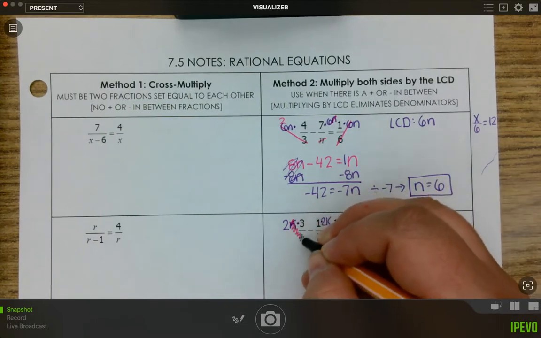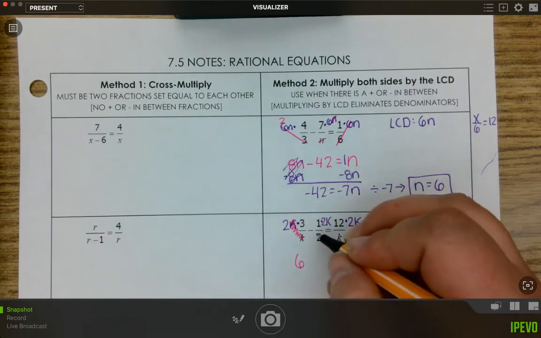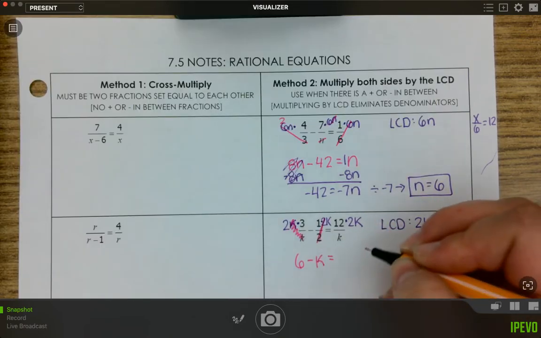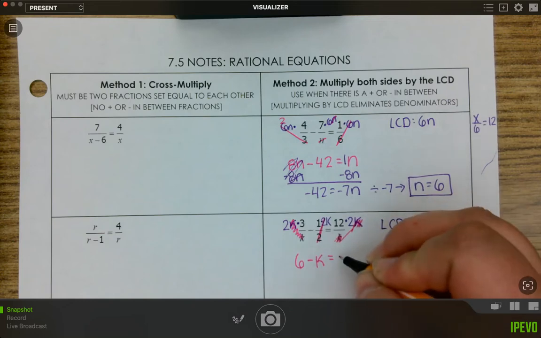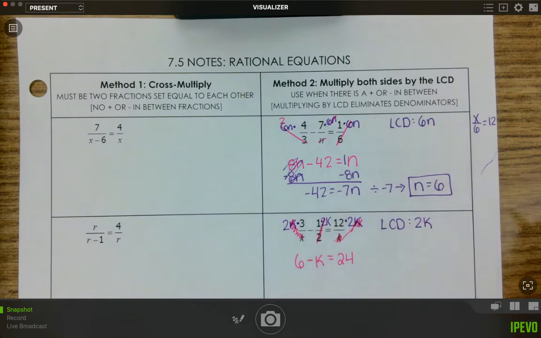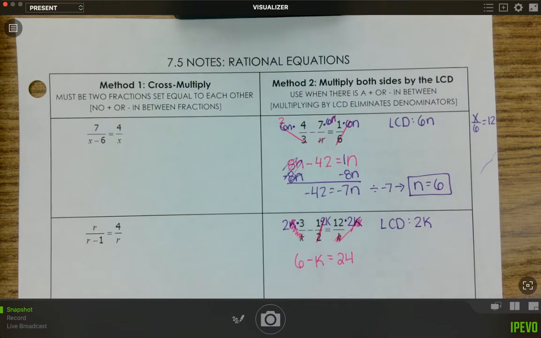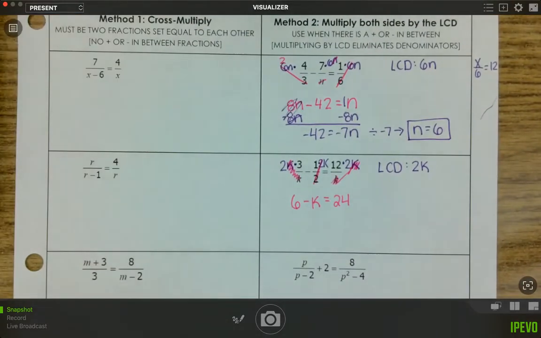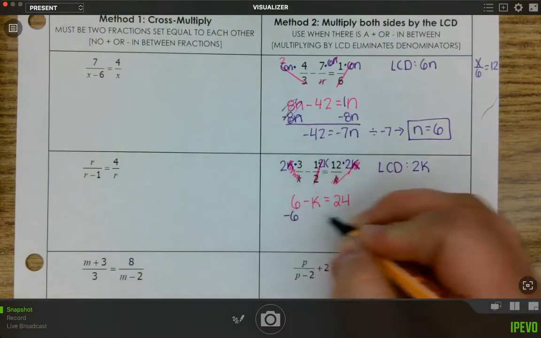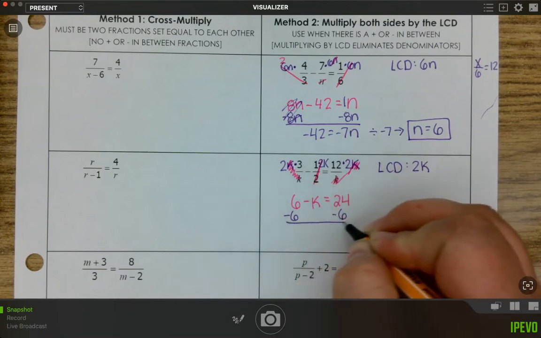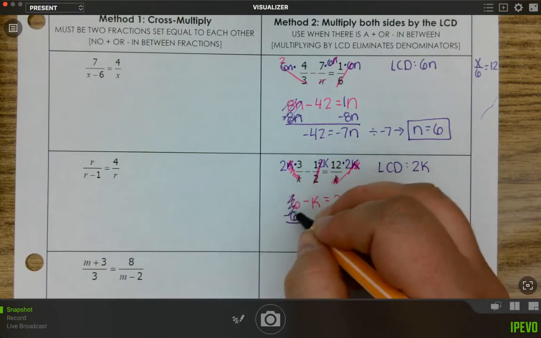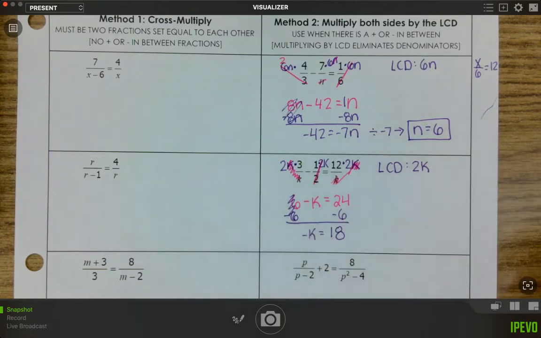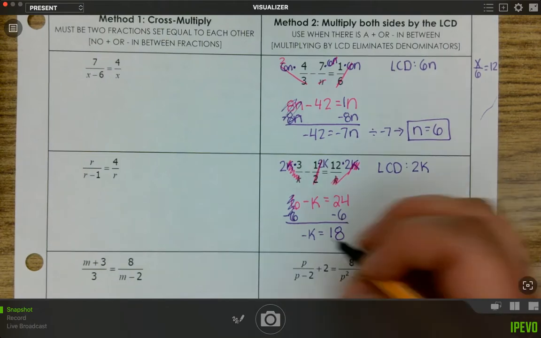The k's cross out, so I have 6. The 2's cross out, so I have minus k. And the k's cross out again, so I have 24. And now I have an equation that does not have any fractions left, so all I'm going to have to do is subtract the 6. It is a positive 6 right now. The negative is on the k, not the 6. So that's why I have to do minus 6. Negative k equals 24 minus 6 is 18. And then divide by negative 1 on both sides.